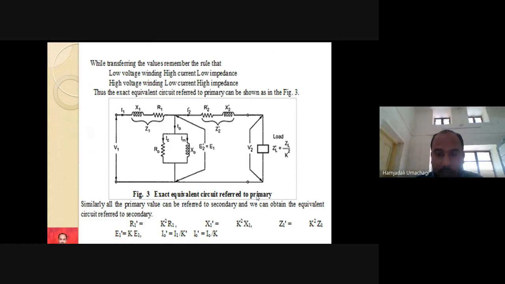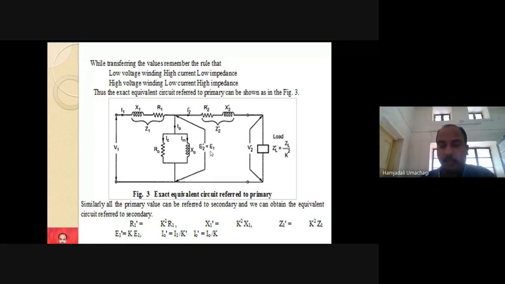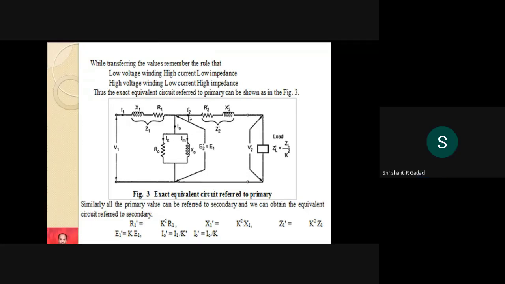Do you have any doubts? And remember, whenever we are moving things from secondary to primary, resistance, reactance and impedance have to be divided by K square, whereas voltage, that is V2 or E value, has to be divided by a single K, whereas current has to be multiplied by a single K. Is it clear? Yes, sir.